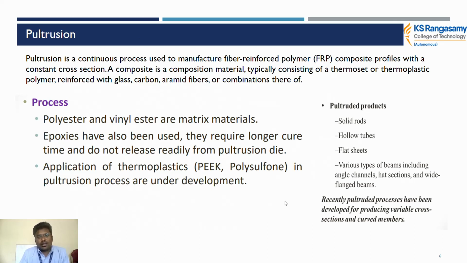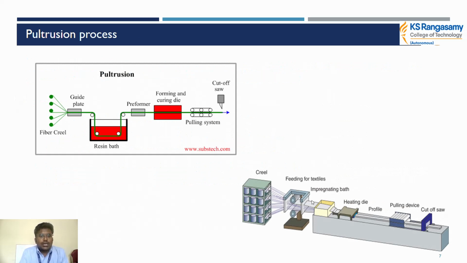The major parts manufactured using the pultrusion process are solid rods, hollow tubes, flat sheets, and various types of beams, including angles, channels and wide flanged beams. So these are the major products that come from the pultrusion process. This is the working principle of the pultrusion process. This is a fiber creel. The various fibers come from the various creels. This is the first step, and then the second step is the guide plates, where we properly allocate the fibers in the right way.